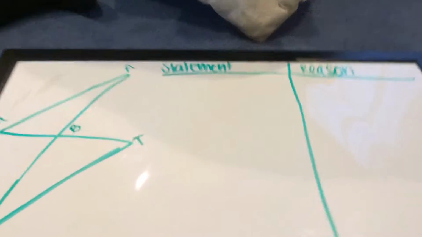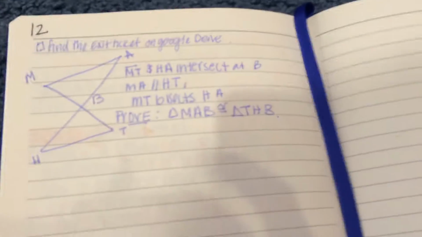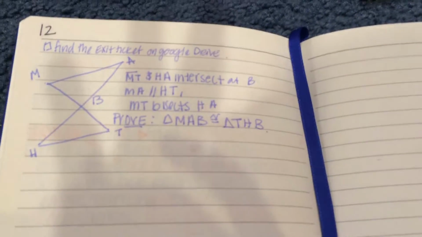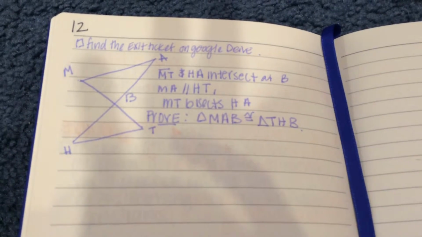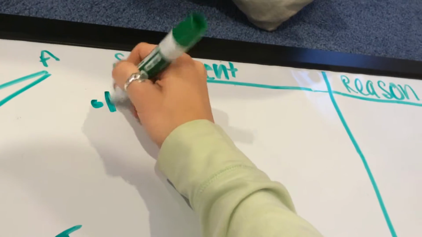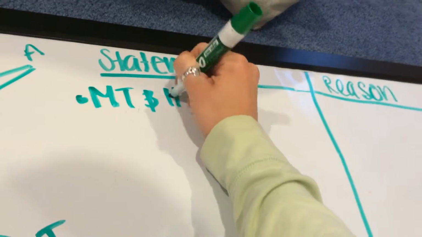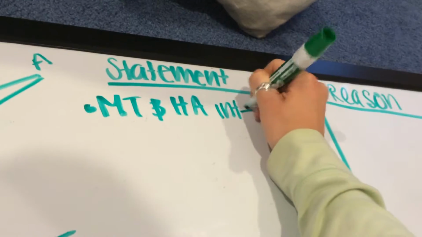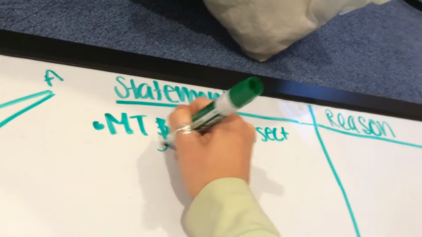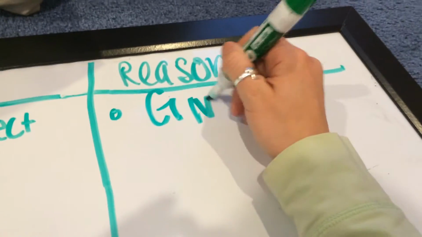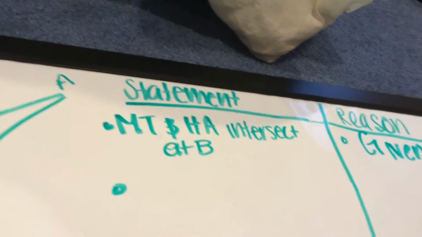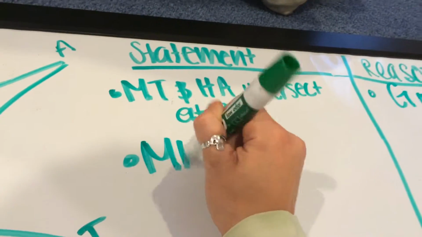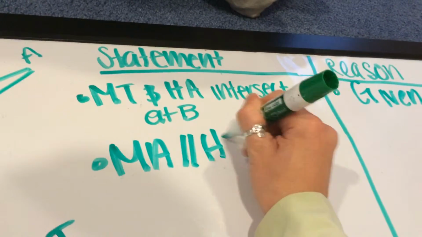So guys, here is our question. Now here are our statements. I did not write them because I wanted to make sure we had lots of room for everything else. So our first one's saying MT and HA intersect at B. You still gotta write it, even though it's just saying our two lines are intersecting each other. And the reason is because it's given to us. It is a present.